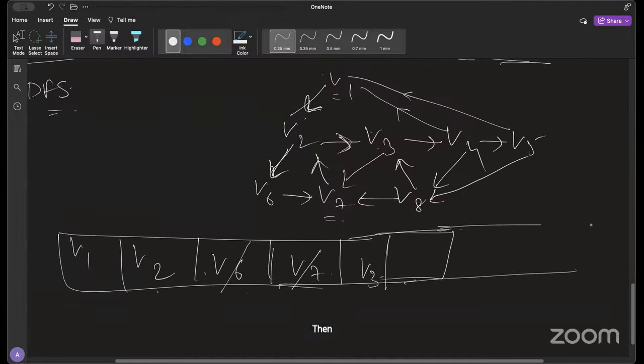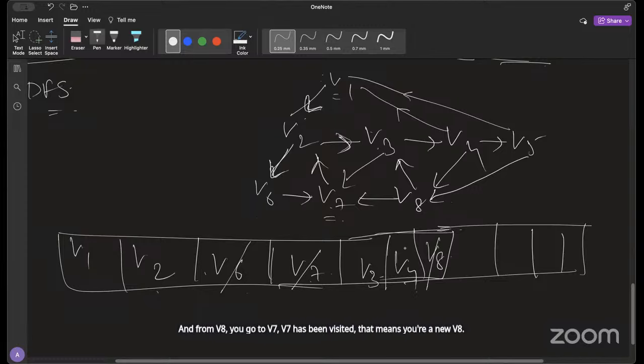Then after V3, there's only one possibility, V4. Then from V4, you have two possibilities, V5 and V8. Let's take V8. And from V8, you go to V7. V7 has been visited. That means you remove V8. Then from V4, you have another possibility, V5.